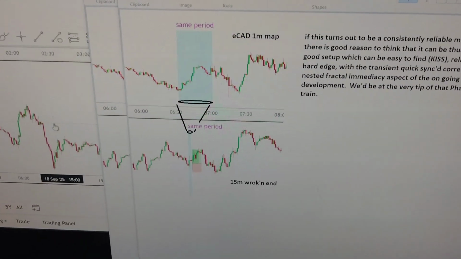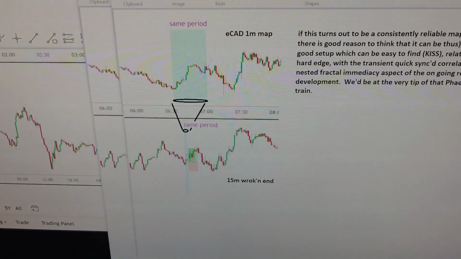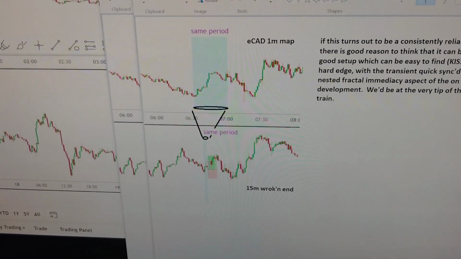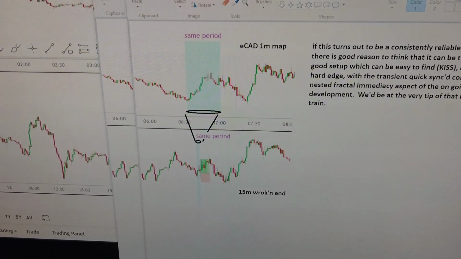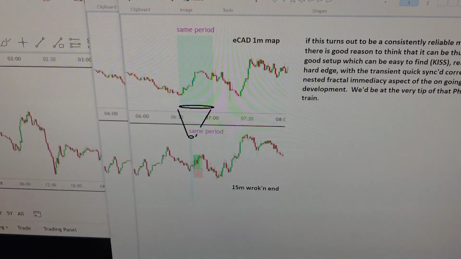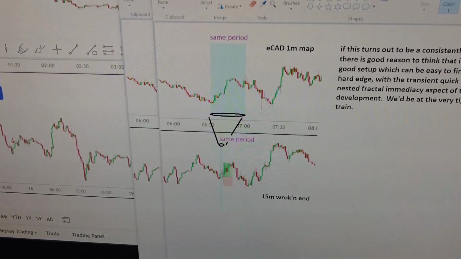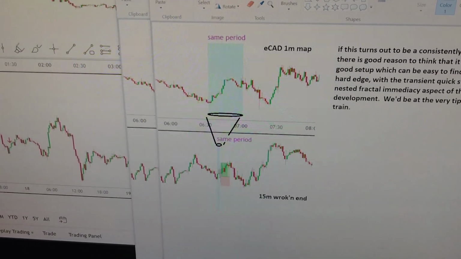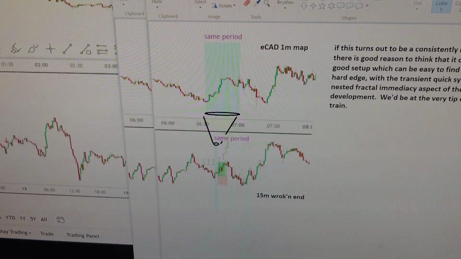This has the potential to be both a fractal analysis and a scenario analysis. Scenario is here. Find a small pop here on the 15-minute chart, zoom in to this area. It says same period. And if the 1 minute is moving with a bit of momentum, then there's a good chance that, as you can see with the green and pink box, that there's going to be a short retraction and continuation to the upside.